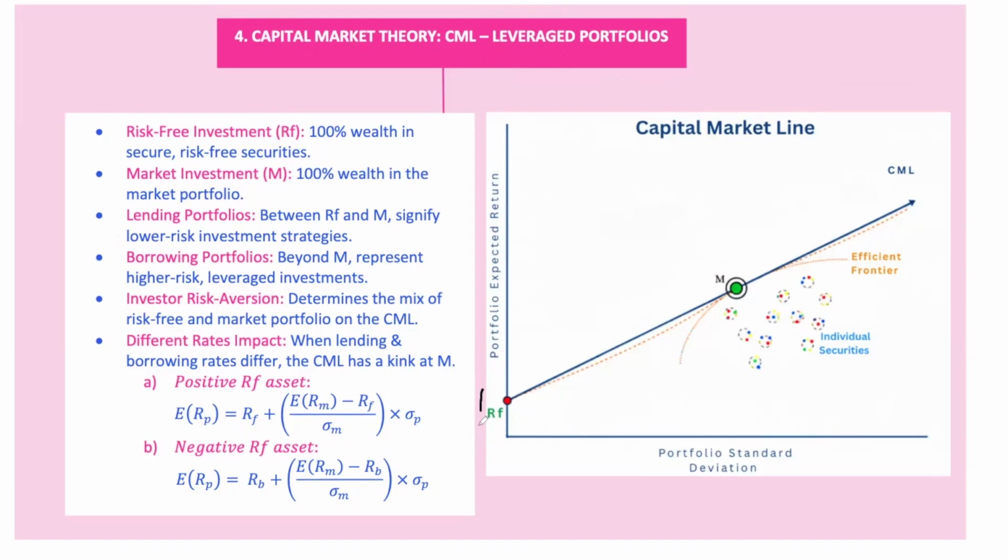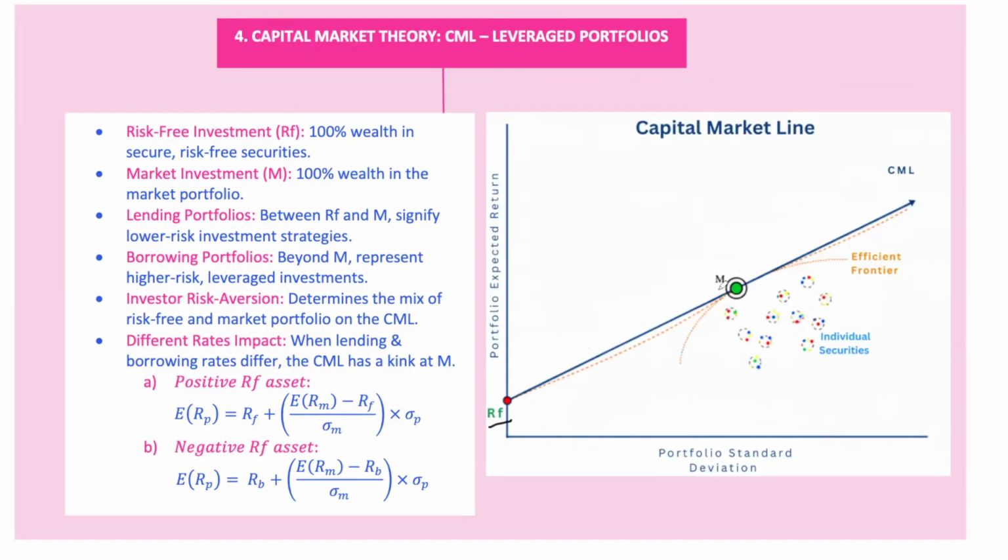At the far left of the CML, you've got your risk-free investment. That's when 100% of your wealth is in secure, risk-free assets, like treasury bills. No surprises, no volatility, just a steady, guaranteed return at risk-free. Now, move up along the line to point M. That's the market portfolio. Here, your entire wealth is in the market. No lending, no borrowing. You're fully exposed to market risk and return.